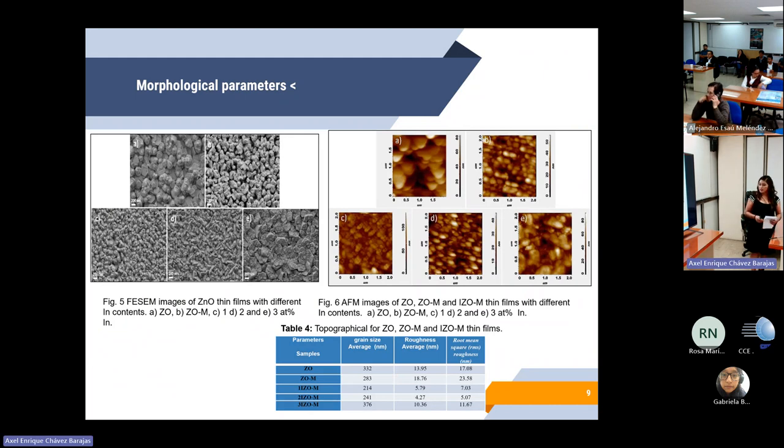In the morphological parameters, field emission scanning electron microscopy is done. We can see the different images. We can see the particle size decreases with the milling. With indium at 1, 2, 3 atomic percent, the particle size increases with indium increase.